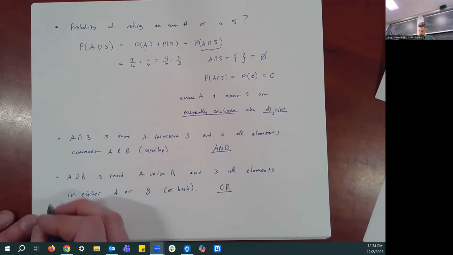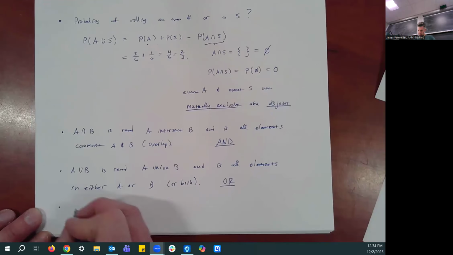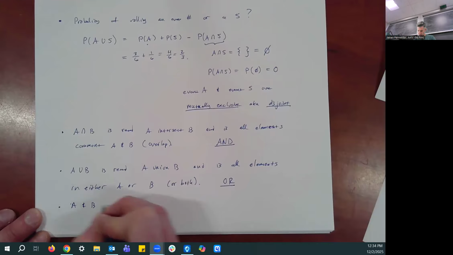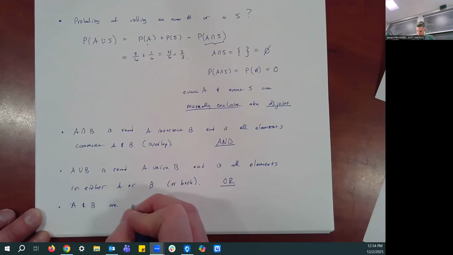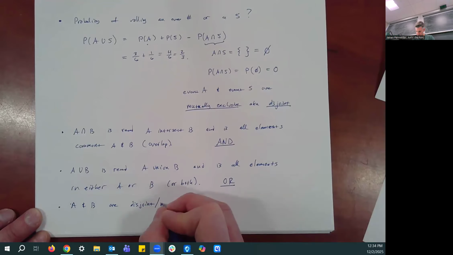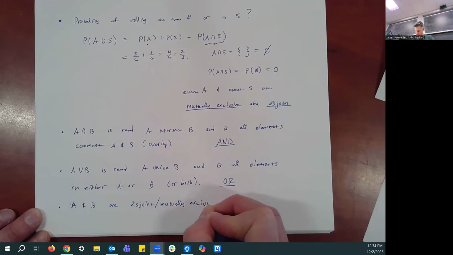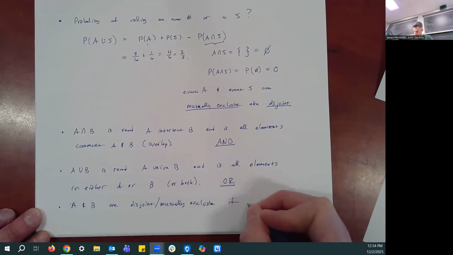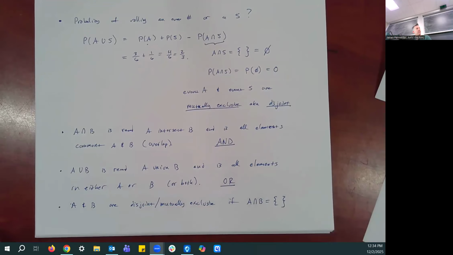And one more thing just to make sure it's clear. A and B, I know I wrote this. I'm gonna write it down. You probably don't write this down, but if you did already, are disjoint or mutually exclusive if there's no overlap. If their intersection is the empty set, or the probability of their intersection is 0.